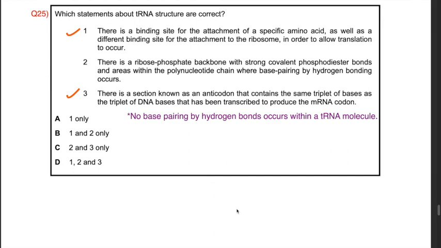3. There is a section known as an anticodon. Yes, because anticodon belongs to tRNA. If you recall an earlier question we discussed about the codon, anticodon and the base triplet. Therefore yes, in tRNA it is known as anticodon, that contains the same triplet of bases as the triplet of DNA bases that has been transcribed to produce the mRNA codon. Yes, that is also correct, because same bases as that of DNA bases, with the exception that T is replaced by U in tRNA. Therefore, since answers B, C and D have statement 2 in it, they are all incorrect, leaving us with the answer being A, 1 only.